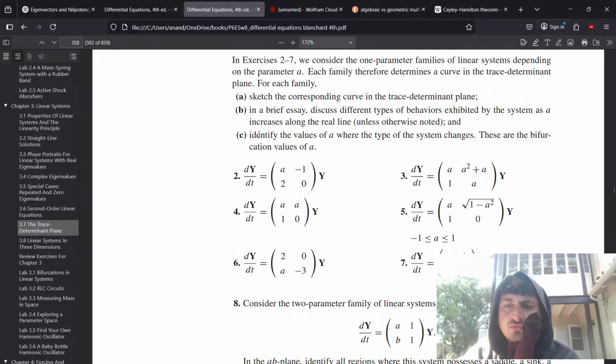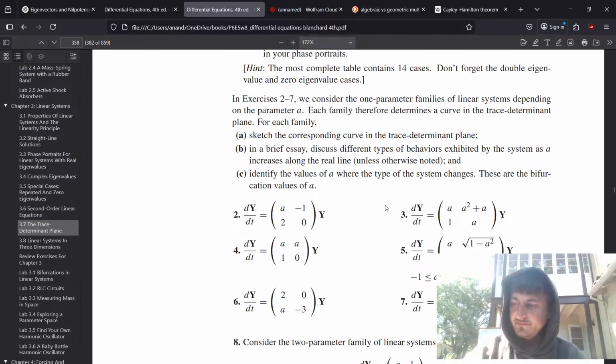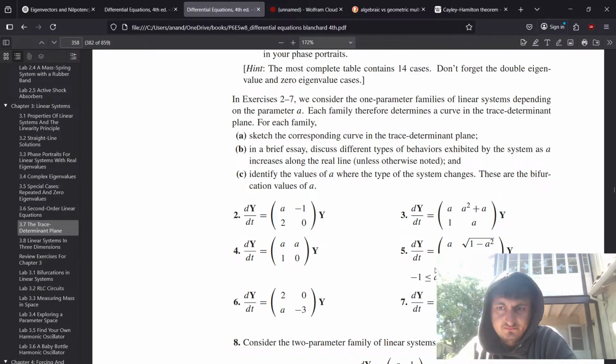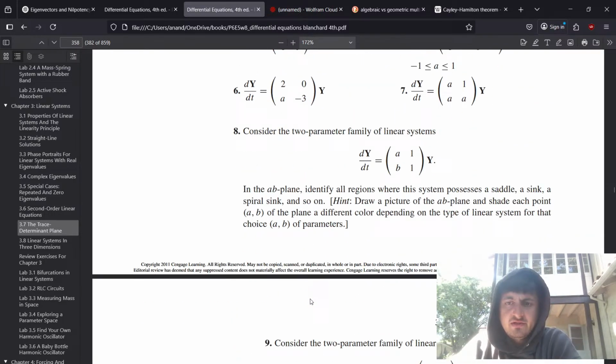Great. Yeah, so we'll do the odd ones. I like the odd ones because then we can check the answer at the back of the book. All right, so this is section 3.7, right? DE 3.7. So we're going to do exercises 1, 3, 5, 7. Maybe we'll do more.